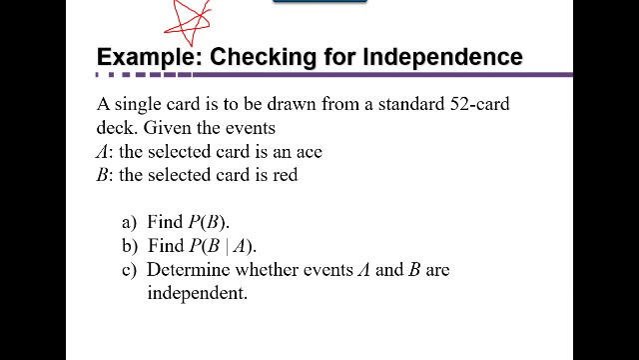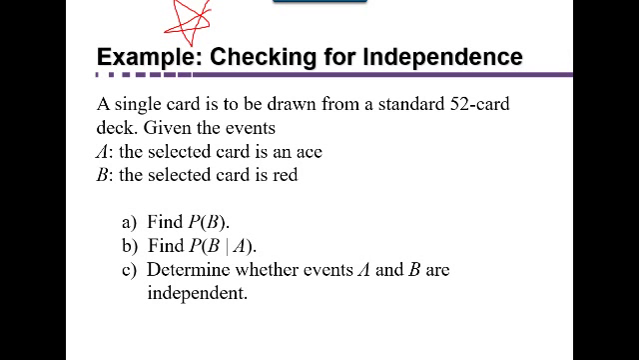Okay, let's look at a different example of checking for independence. A single card is to be drawn from a standard 52 card deck. A is the event that the selected card is an ace, and B is the event that the selected card is red. Okay, so do you think that these are independent events? The probability of selecting a red card and the probability of selecting a red card given that the card was an ace.